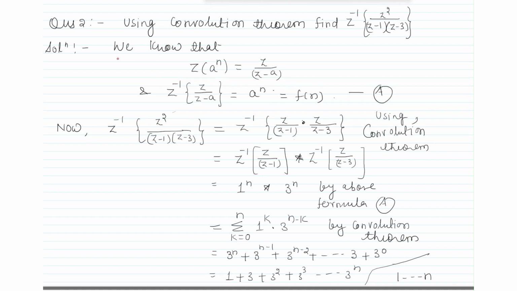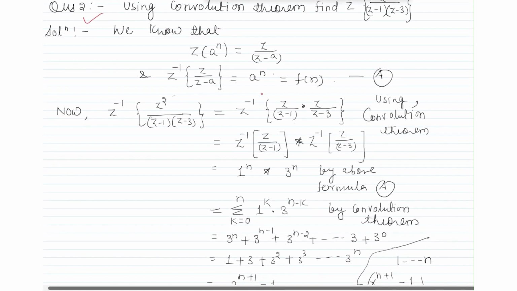What is the question? Let's see. Using the convolution theorem, find the z inverse of z square upon z minus 1 into z minus 3. So the same thing we can do in the solution part. We'll just split this function into two sequences.